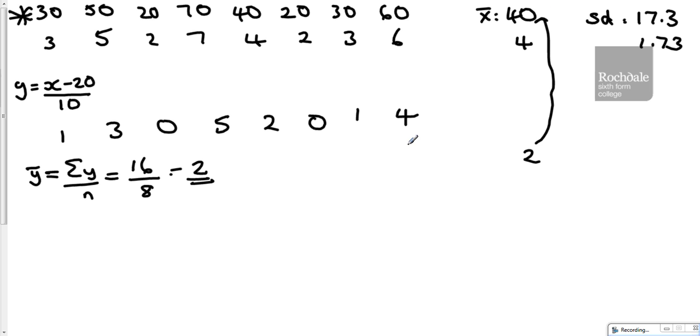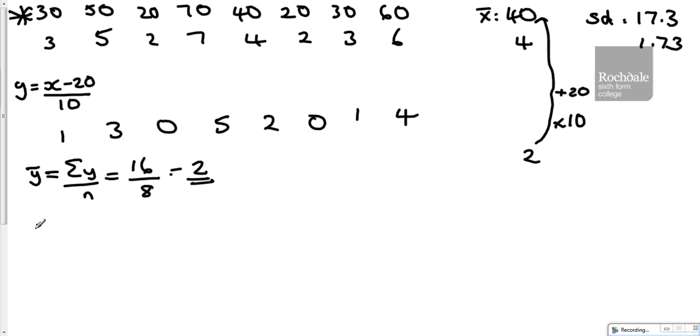Well, I think it's fairly obvious that you would undo this calculation here by working backwards. So instead of dividing by 10, we would multiply by 10. That would give us 20. And then instead of subtracting 20, we would add 20. So 2 times 10 is 20, add another 20, gives you 40. So to decode the mean, you just work backwards. If you've subtracted 20 and divided by 10, working backwards, you would multiply by 10 and add 20. So you just do the 2 steps the opposite way round.